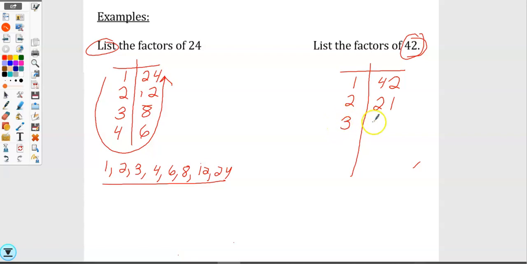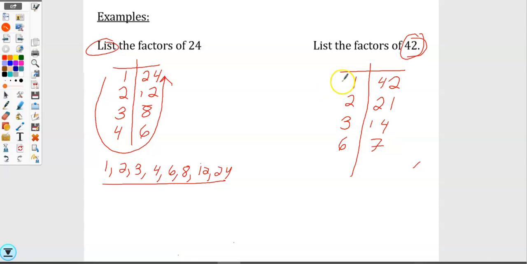We move on to 3. That'll be 3 and 14. We cannot do 4. We cannot do 5. But we can do 6 and 7, and that's where it's going to repeat. And the reason, again, that I said we can't do 4 and 5 is that if I do 42 divided by 4 or by 5, I get decimals, which is no good.